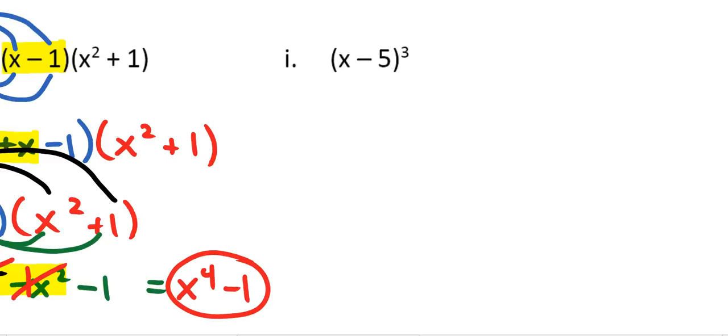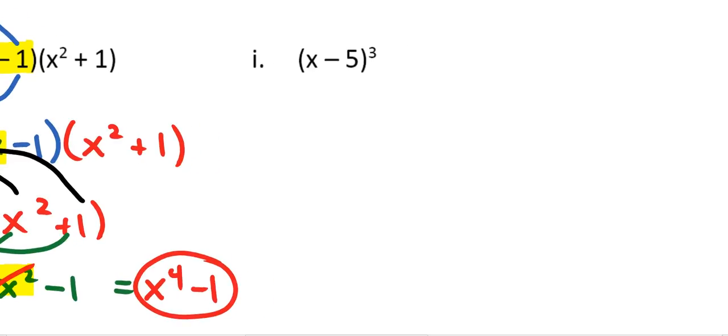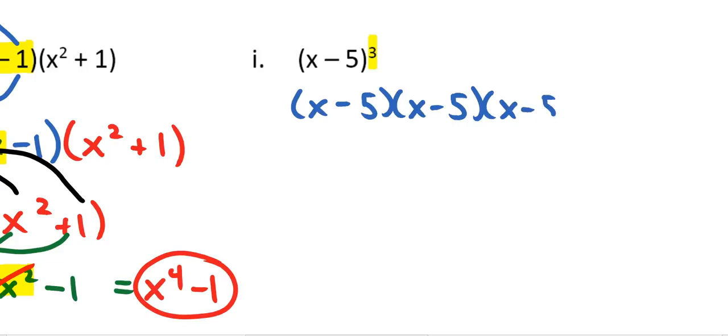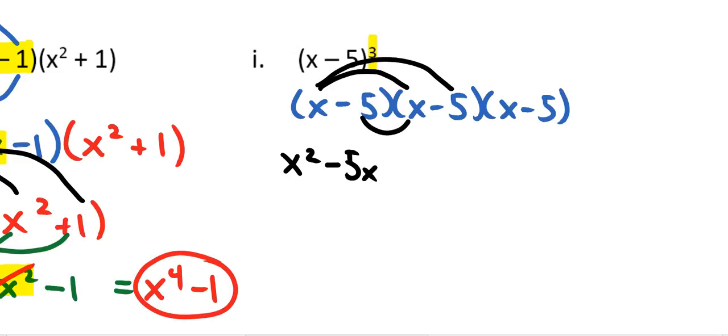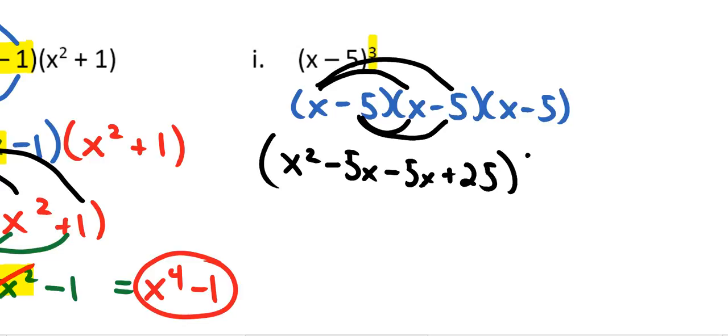Okay, next question, I, is a little bit of a longer question because there's a power of 3 there, so that means you need to multiply this out 3 times. x minus 5 times x minus 5 times x minus 5. And then I need to FOIL out the first terms. So x times x is x squared, and then x times -5 is -5x, and then the middle terms will be -5x, and then -5 times -5 is positive 25, right? And then I have this other x minus 5 term over here that just carries along.